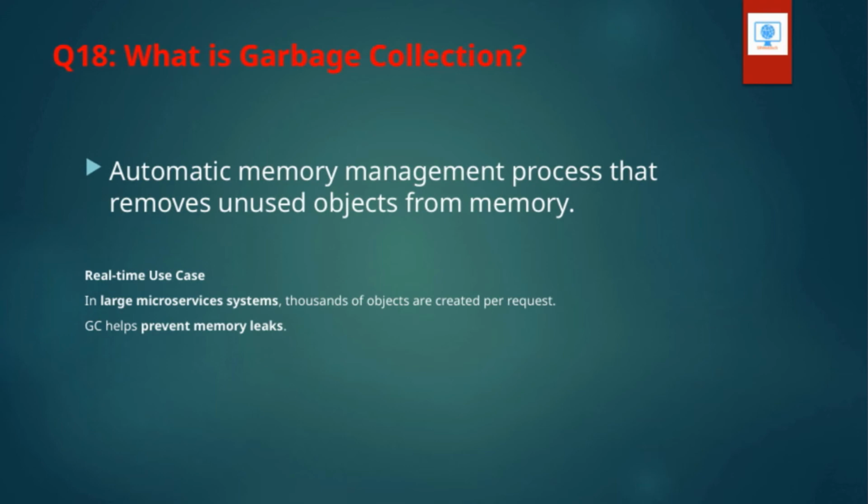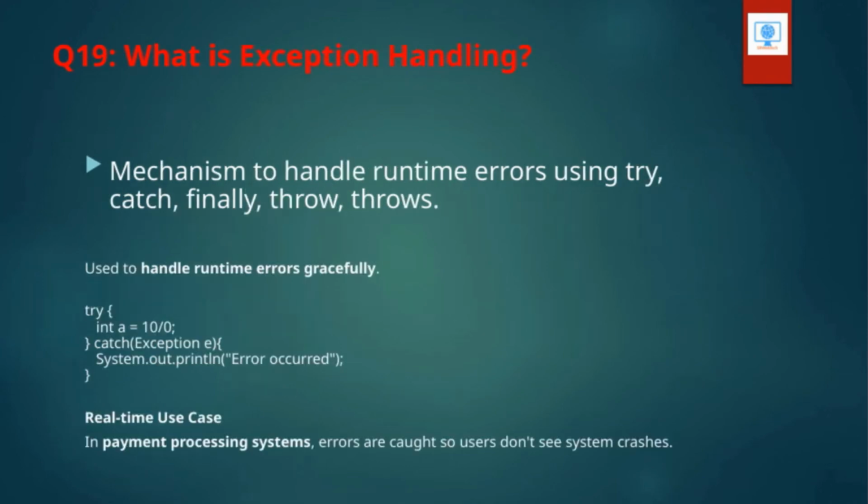Now, let's talk about the mechanism to handle runtime errors using try, catch, finally, throw, and throws. These are essential tools in our programming toolkit to manage unexpected issues gracefully. For example, when we write code that might throw an exception, like dividing by 0, we use a try block to attempt the operation. If an error occurs, the catch block catches the exception and allows us to respond appropriately, such as displaying an error message.